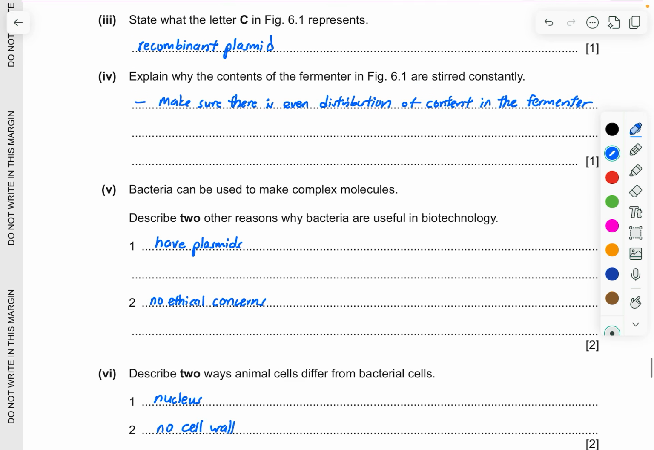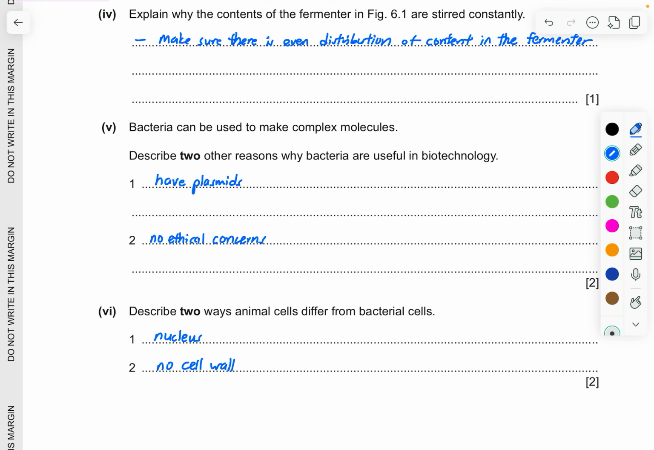Okay, so this is really straightforward. And bacteria can be used to make complex molecules. So what are the reasons that bacteria are useful in this case? Because it has a plasmid, and no ethical concerns. These are the tools that I just stated. There are actually more, so feel free to state some of your answers in the comment section below. I can totally help you to check on this also.